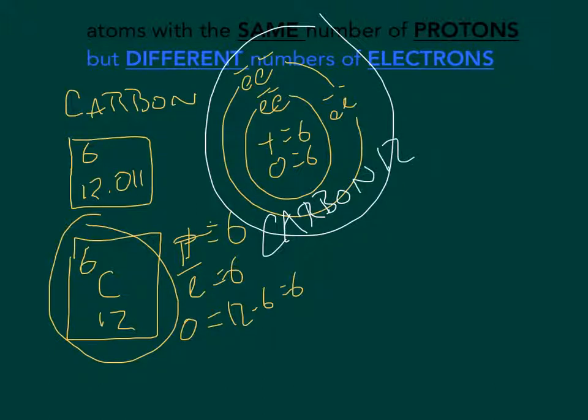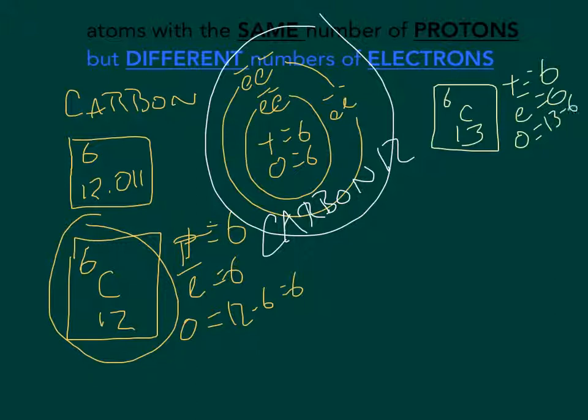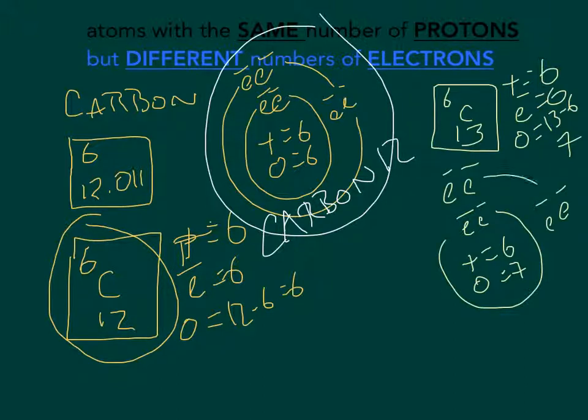Well, sometimes carbon comes as a different version, I should say. Sometimes it still has 6 protons, because it has to have 6 protons. Sometimes carbon comes as carbon-13. Well, then the protons are going to be 6, the electrons are still going to be 6 in a neutral atom, and then for our neutrons, we've got 13 minus 6, which is going to give us 7. So then, in the center, we have 6 protons, 7 neutrons, 2 electrons in the first shell, 4 electrons in the second shell.